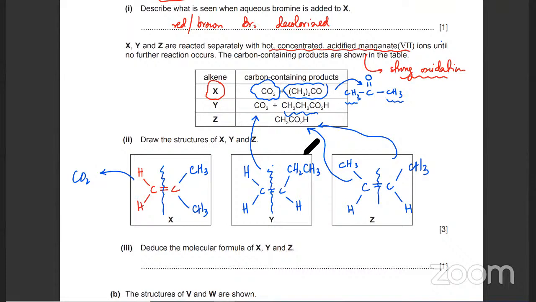Okay. So next one, deduce the molecular formula of X, Y, and Z. All of them are isomers of each other. So that's 4 carbon atoms and, you can count them, 8 hydrogen atoms.